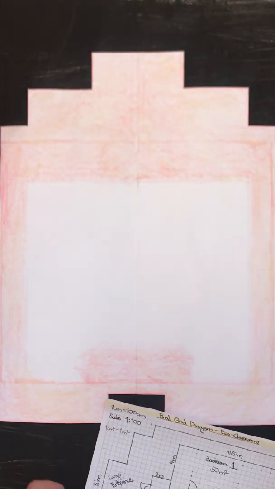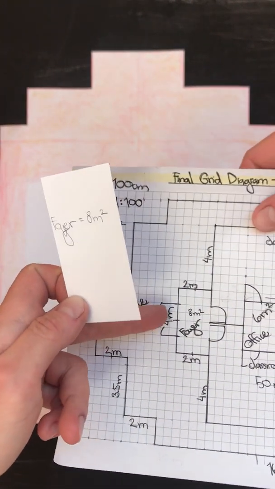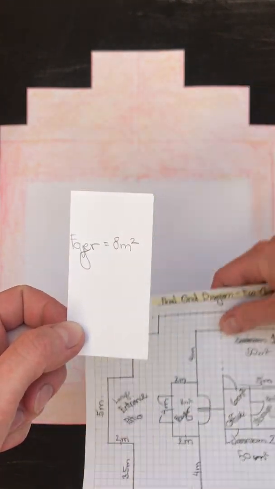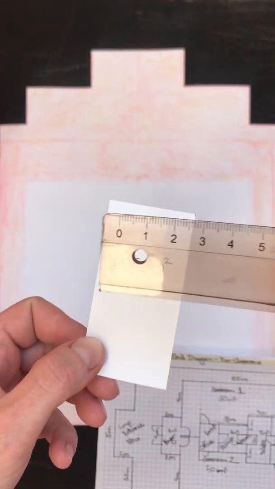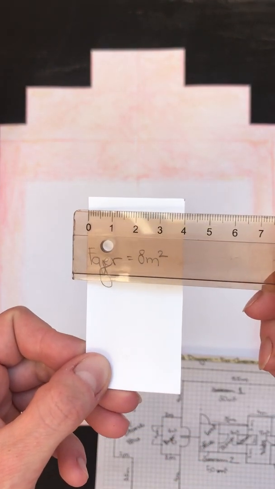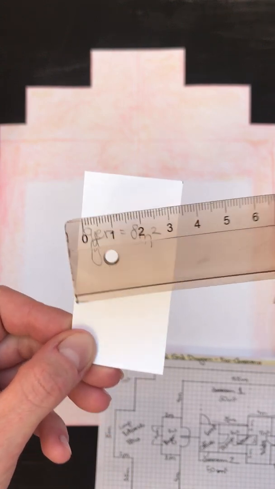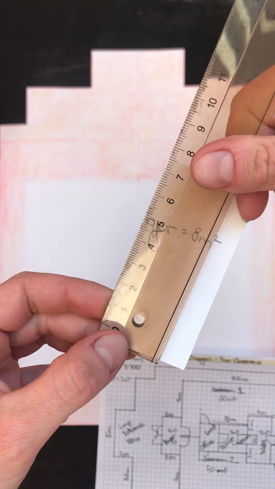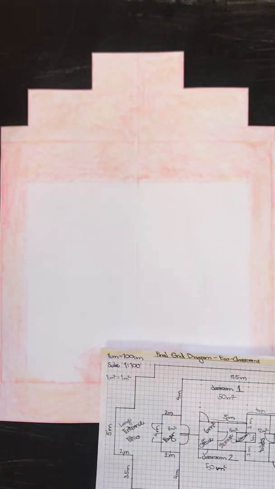Now, if I take a paper model of my foyer, so this is actually this, and if I take a ruler and check this, you will see that my foyer, which is 4 meters by 2 meters, is exactly 8 centimeters by 4 centimeters.